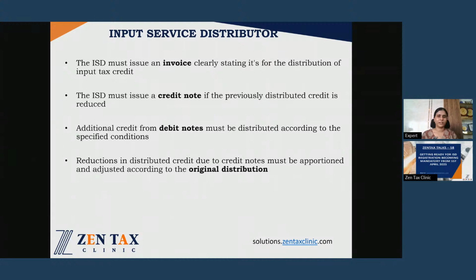As we saw before, the ISD should clearly issue an invoice stating that it is for the distribution of input tax credit. In case the previously distributed credit is required to be reduced, then the ISD can issue a credit note. Any additional credits from debit notes can be distributed subject to certain conditions. The reduction in distributed credit due to credit notes must be apportioned and adjusted according to the original distribution.